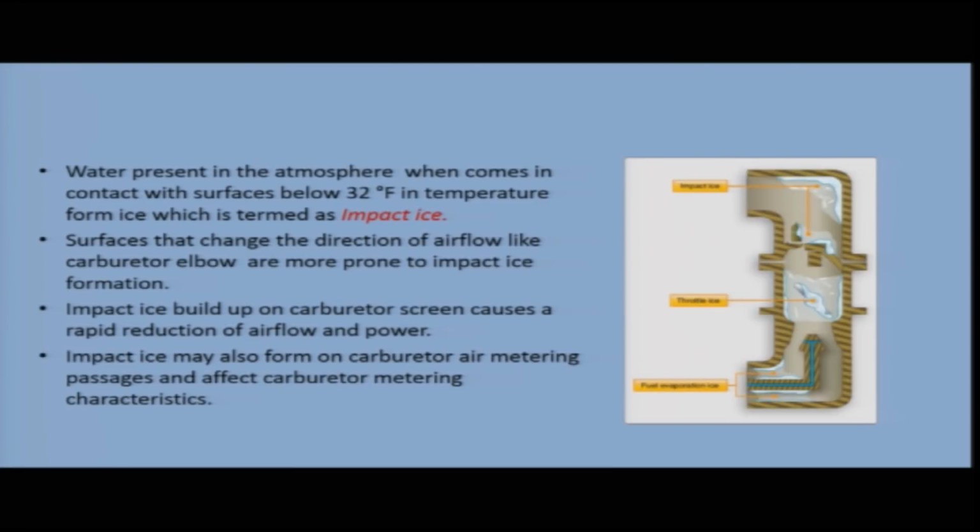Now, water is present in the atmosphere which, when it comes in contact with surfaces below 32 degrees Fahrenheit in temperature, forms ice. This is termed impact ice. So, when air is flowing over surfaces which are below 32 degrees Fahrenheit, ice will form over these surfaces because of the moisture present in the atmosphere, and this is known as impact ice.